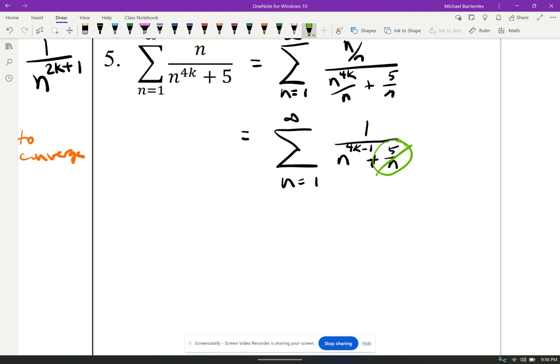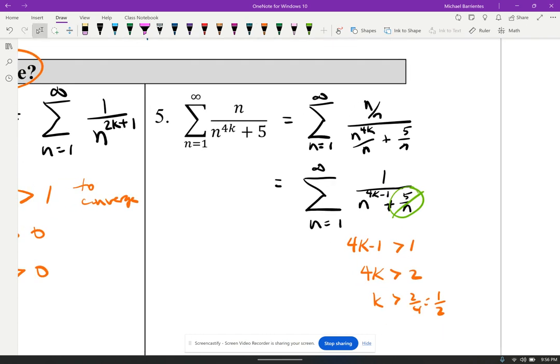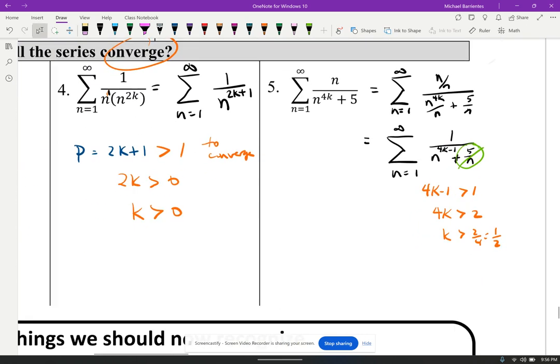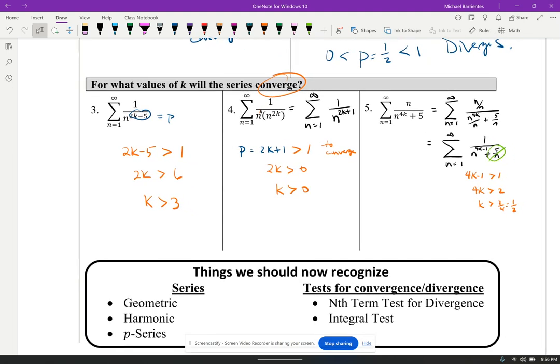And right here, the only way for that p-series to converge is for that exponent to be greater than 1. And if that's greater than 1, we add 1 on both sides to get 2. We divide by 4. So k has to be greater than 1/2 in order for this series to converge using the p-series test. That's where we're going in terms of trying to find ways to determine convergence and divergence of infinite series.